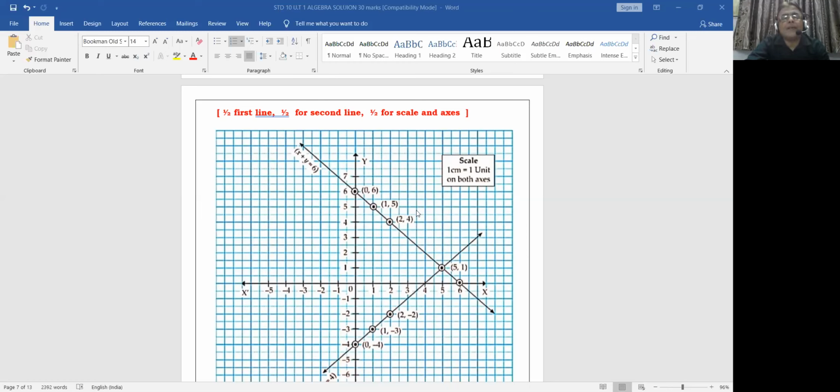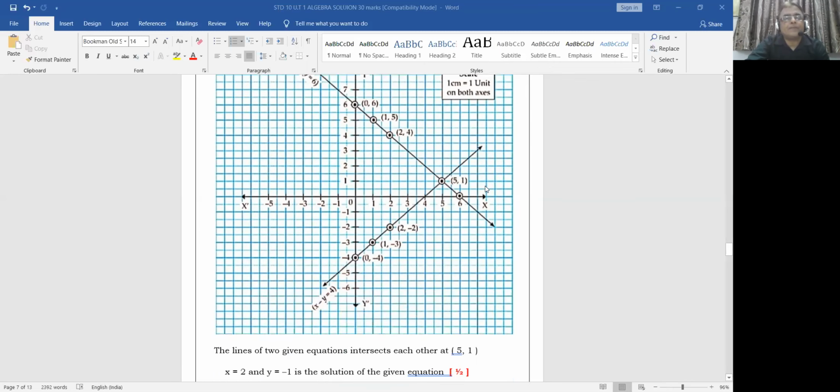If you have missed anything, y is missing, x is missing, arrow is missing, axis spelling, just see. 1 centimeter equal to 1 unit on both the axis, A, X, E, S. If you have written A, X, I, S, deduct half mark. Give only 1 mark for this. Got it? And then the final answer.